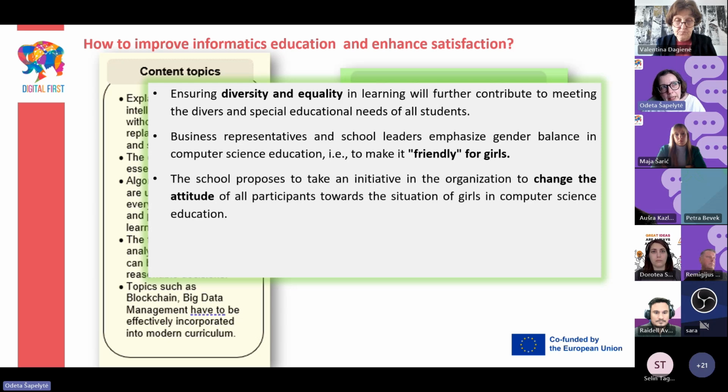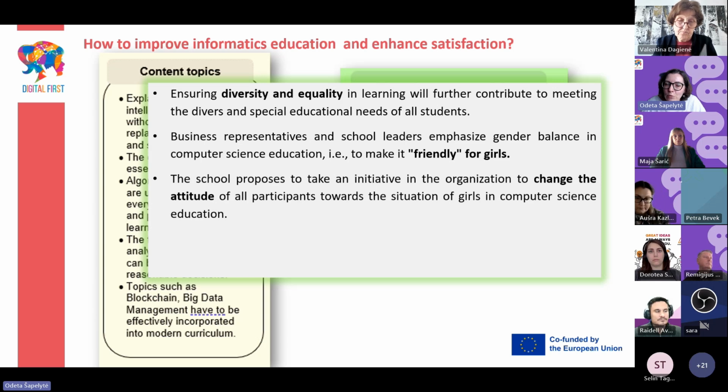Also, they talked a lot about ensuring equal opportunities. No student should be left behind. Therefore, access to modern technologies should be provided for all students. And so we still have to rethink ensuring diversity and equality to meet diverse and special educational needs. Also, we have to talk about gender balance. So business representatives, for example, and school leaders emphasize gender balance in computer science education, so that it should be maybe more friendly for our girls.